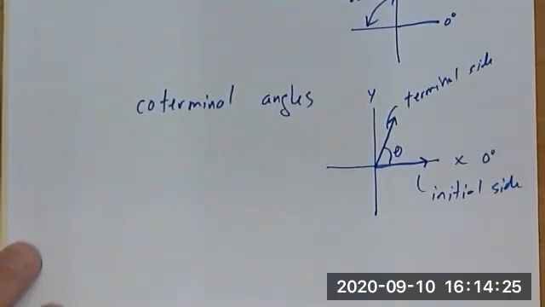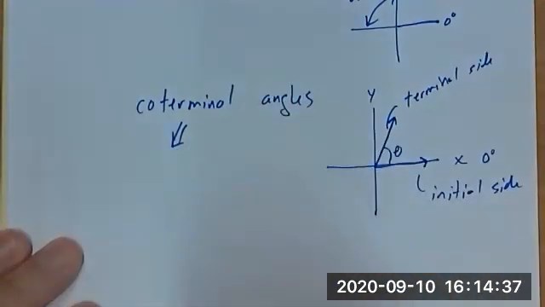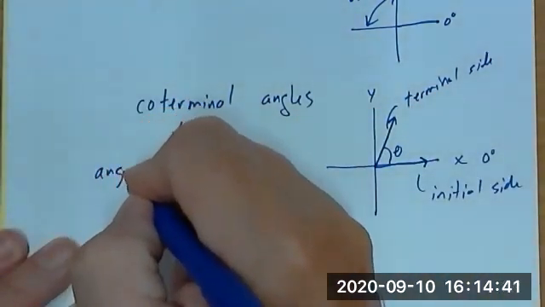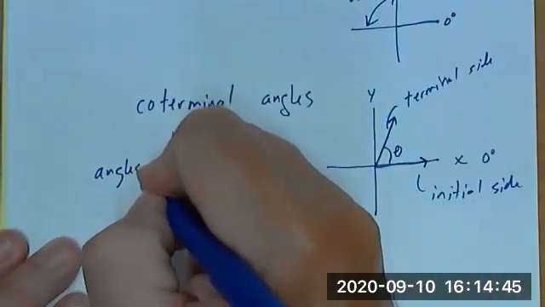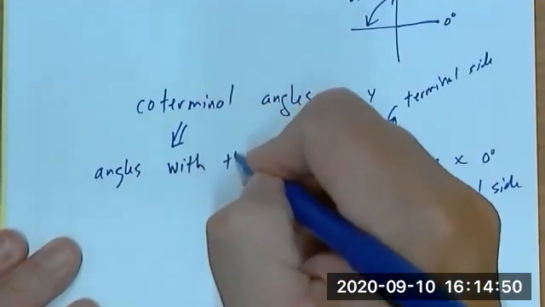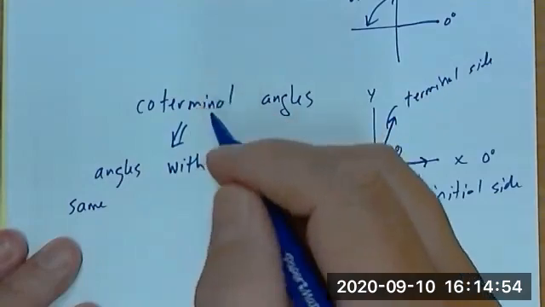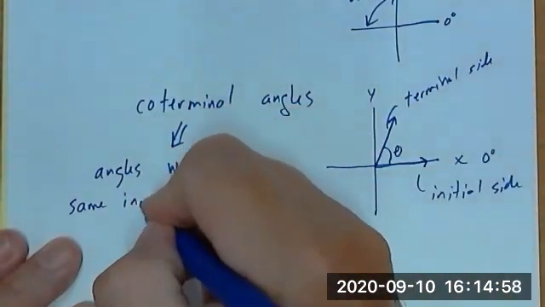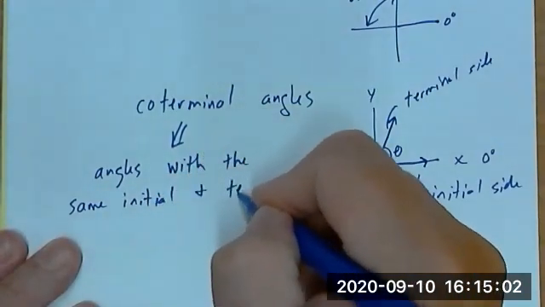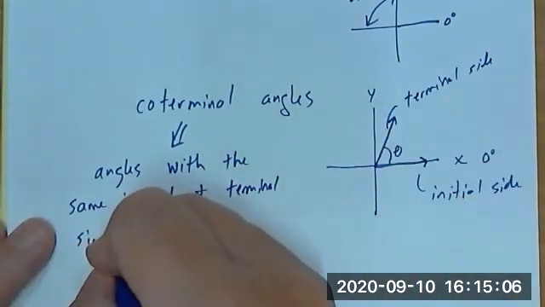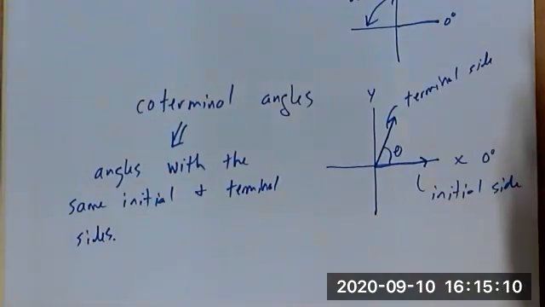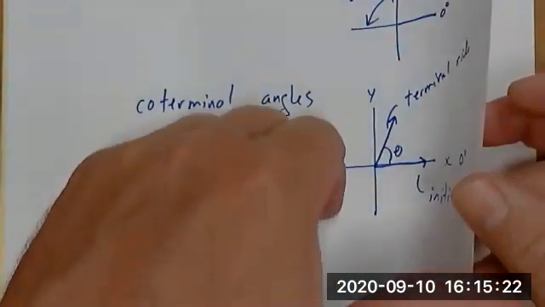That becomes important because coterminal angles are, I shouldn't say just two, you can have more than two, angles with the same initial and terminal sides. All right, what does that mean? Well, let's look at it. Maybe we'll look at it visually, and then we'll look at how to work out the kinds of problems mathematically.